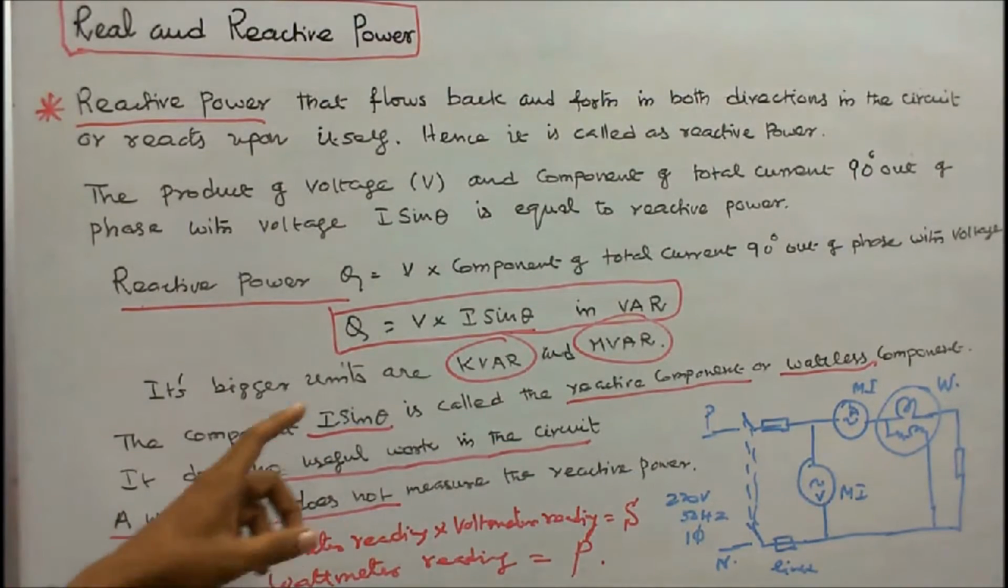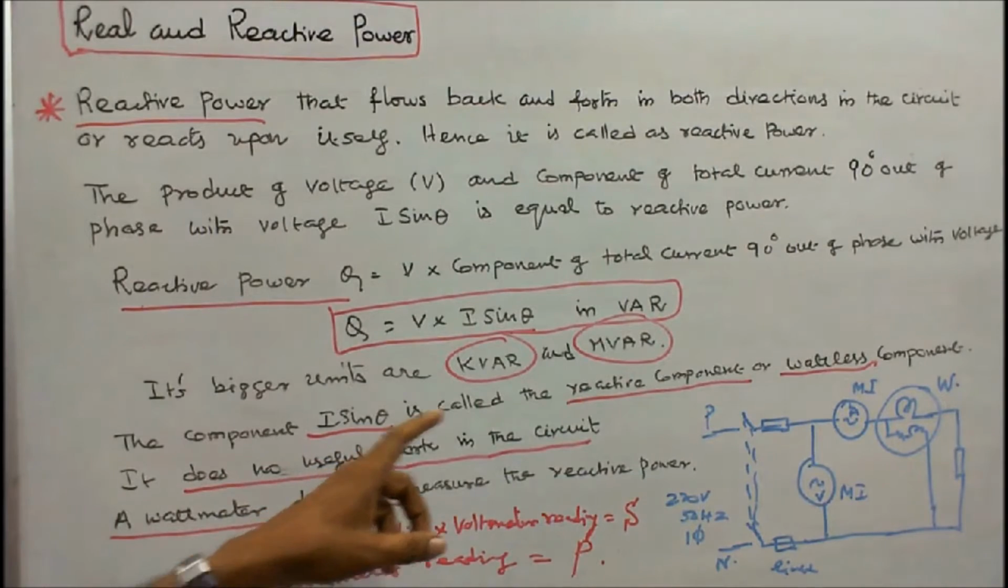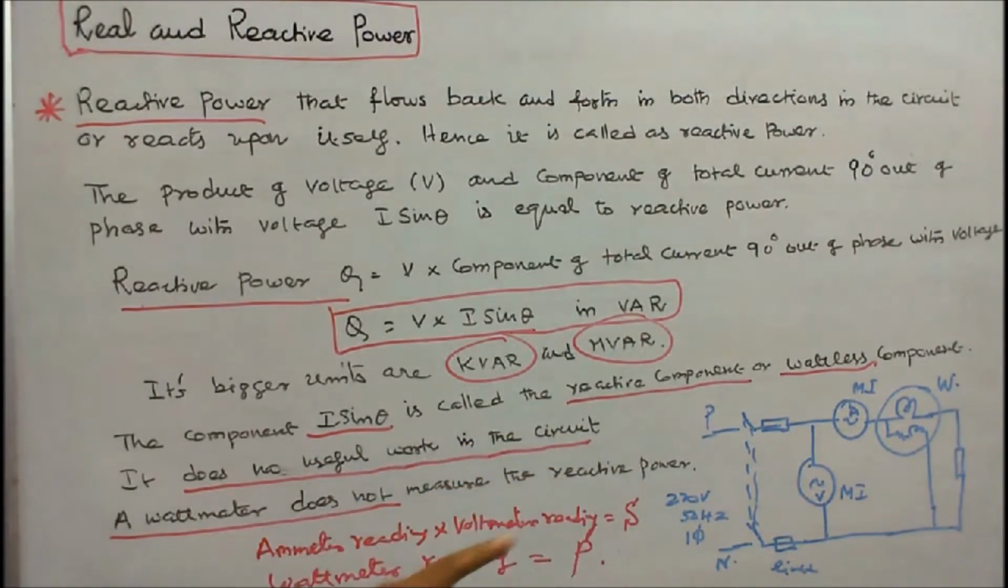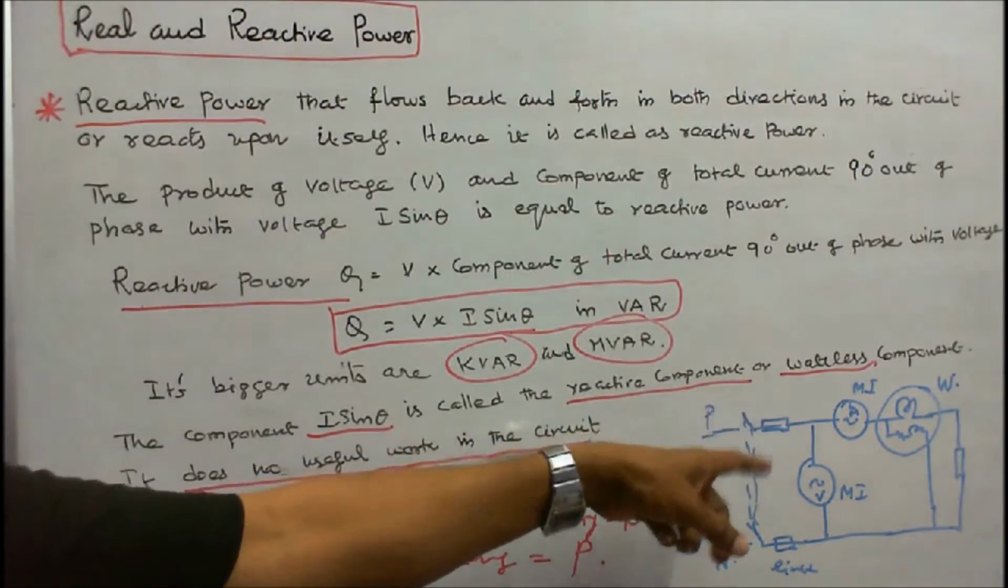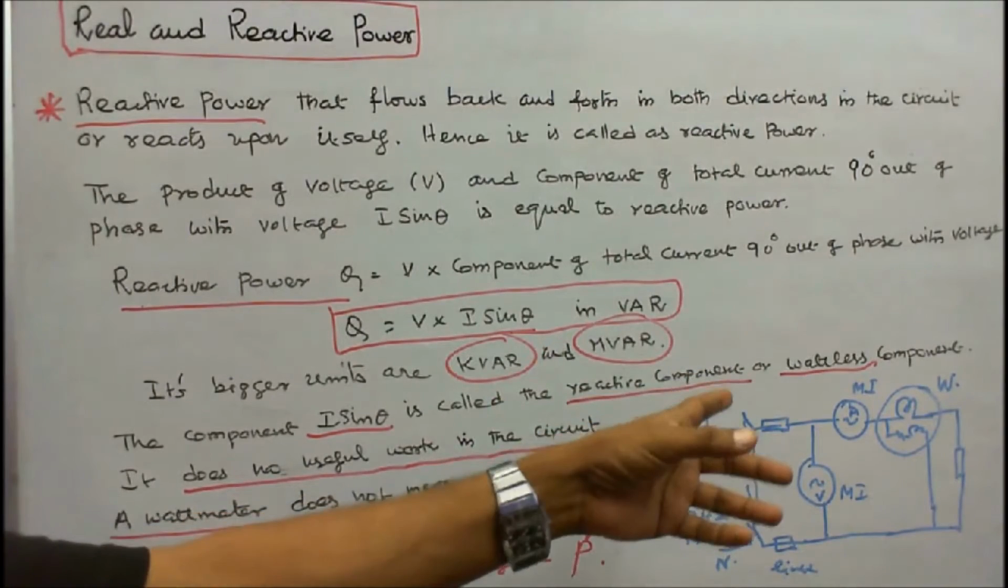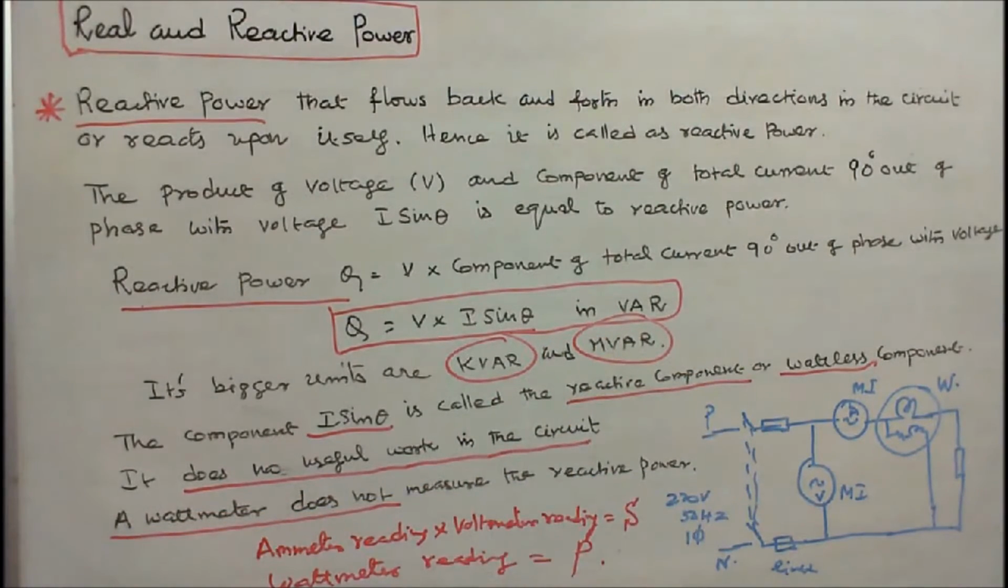The component I sin theta is called the reactive component or wattless component. It does no useful work in the circuit. A wattmeter does not measure the reactive power. The product of voltmeter and ammeter readings gives the apparent power. Wattmeter reading is true power or active power.